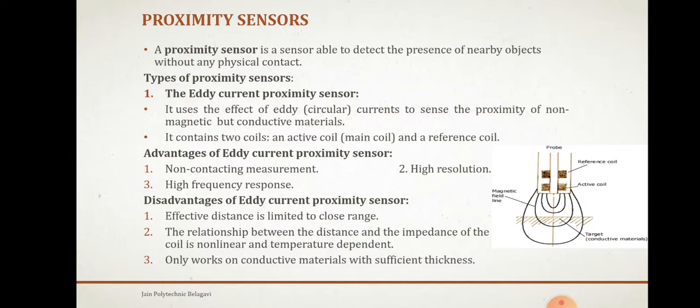The advantages of the eddy current proximity sensor: non-contacting measurement, high resolution, high frequency response. Disadvantages: effective distance is limited to close range, so the range is small. The relation between the distance and the impedance of the coil is non-linear and temperature dependent. It only works on conductive materials with sufficient thickness.